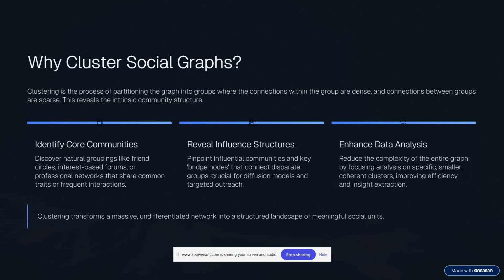Next, reveal influence structures. Pinpoint influential communities and key bridge nodes that connect disparate groups, crucial for diffusion models and targeted outreach. Enhance data analysis, reduce the complexity of the entire graph by focusing analysis on a specific, smaller, coherent cluster, improving efficiency and insight extraction. Clustering transforms a massive, undifferentiated network into a structured landscape of meaningful social units.